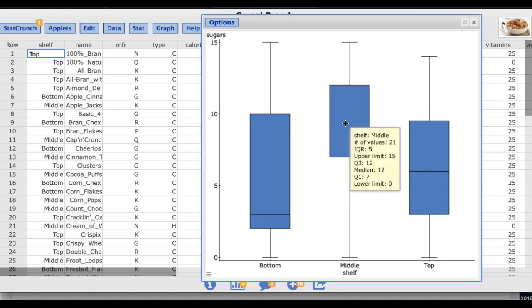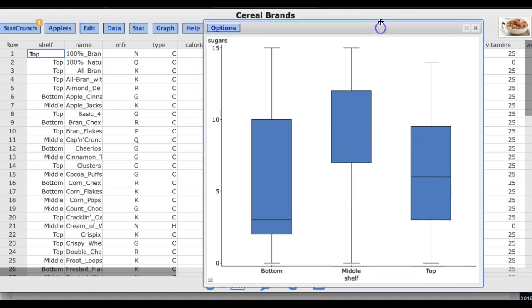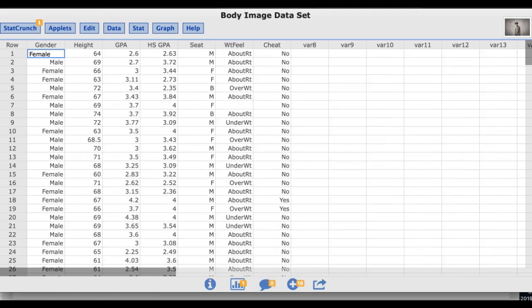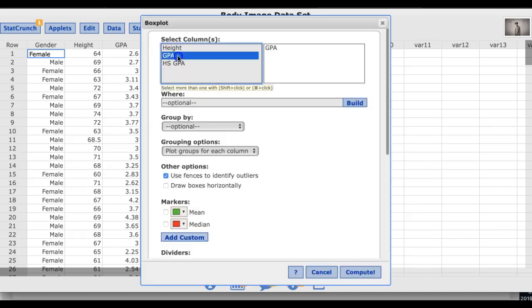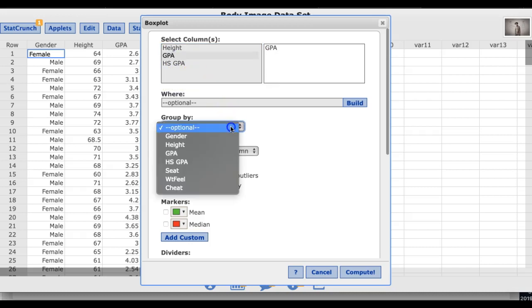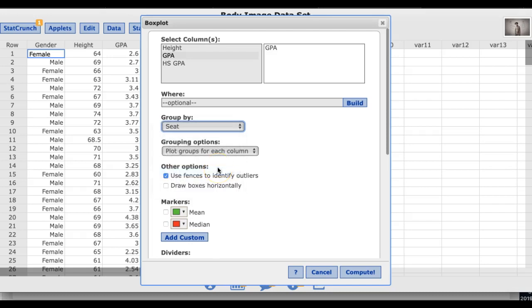So let me show you another example really quickly. This is the body image data set. Remember, we're also examining the GPAs, with respect to where you sit in the classroom. So I'm going to do Graph, Box Plot, GPA, group by seat, and then compute.